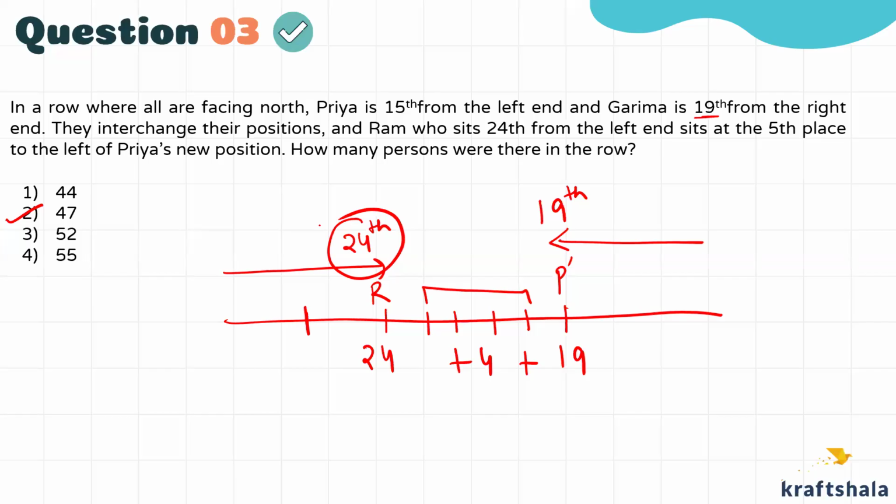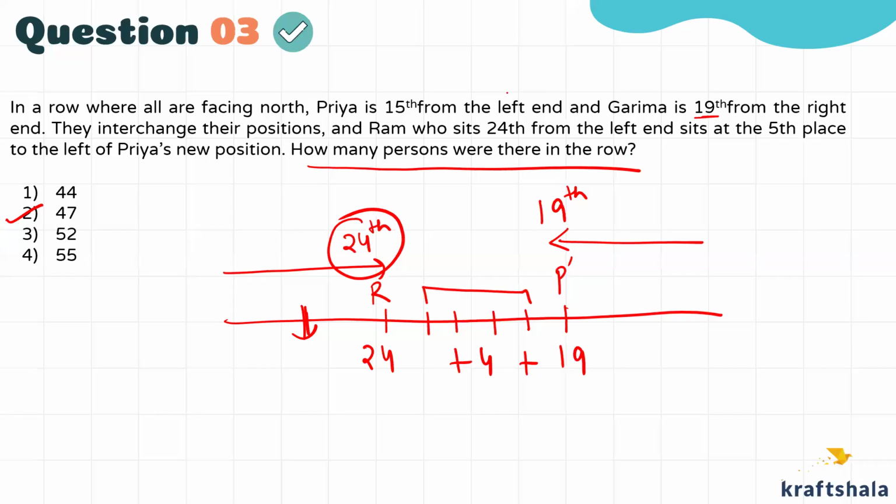Are you getting it? What I'm saying is that Priya is 15th from the left and Garima is 19th from the right initially. Now they have interchanged their position. So these are their new positions. Now definitely Garima will be somewhere here. But what is the exact position of Garima and Priya? How does that matter when I just have to count the number of people in the row?